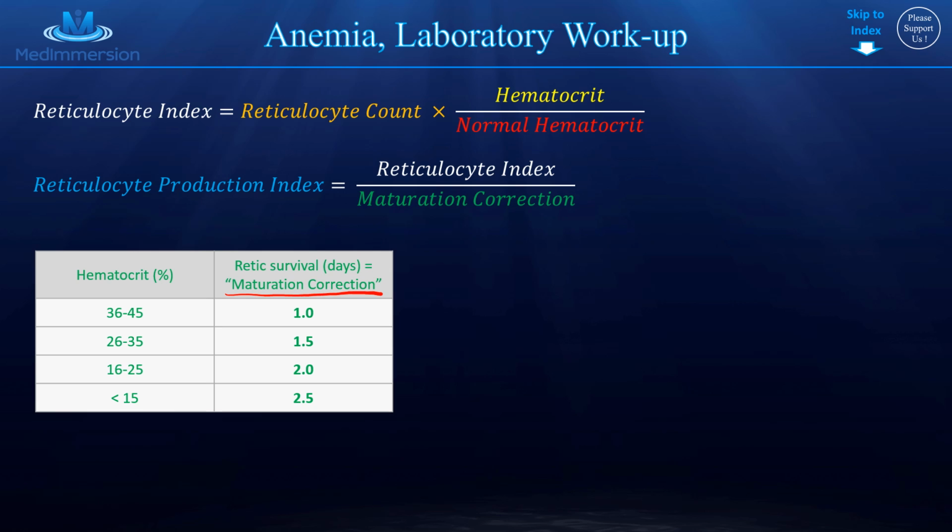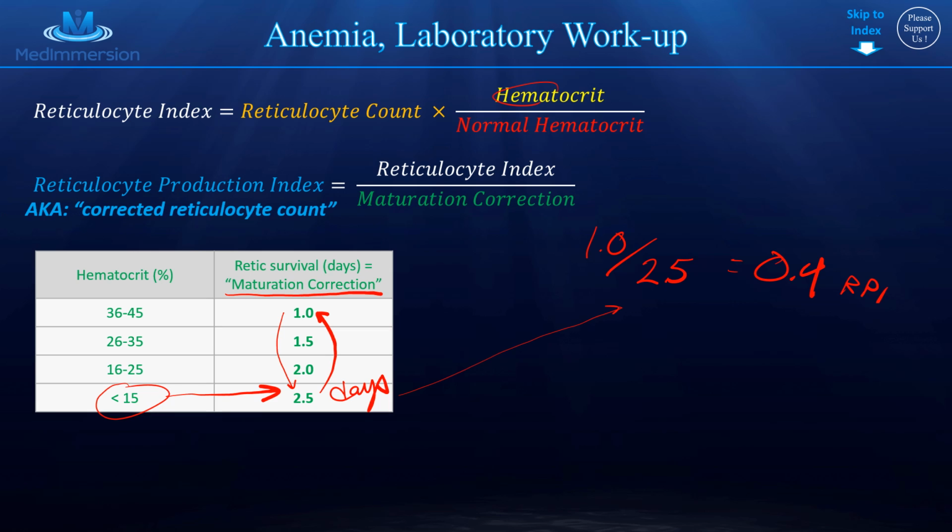So what do we do? Well, we say the hematocrit was 15%, so therefore, we go over and we use the 2.5. It takes 2.5 days for those reticulocytes that were released from the bone marrow to fully mature, which is 1.5 days longer than they should take to mature. So what do we get now? Well, we get 1.0 divided by 2.5. Thus, the answer is 0.4. The Reticulocyte Production Index, or the corrected reticulocyte count, is 0.4.